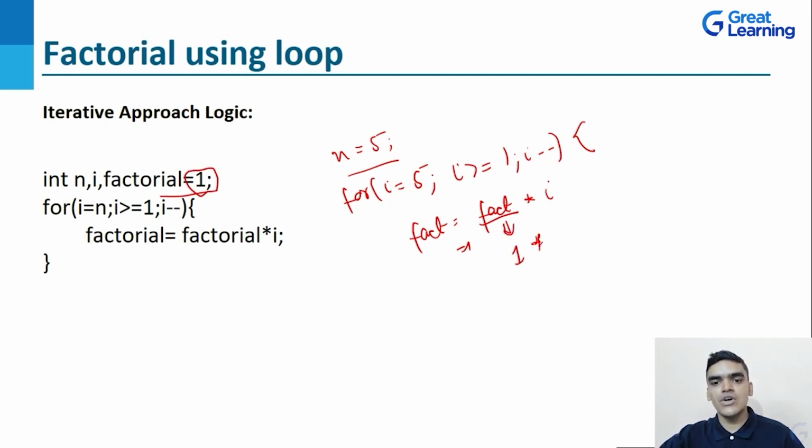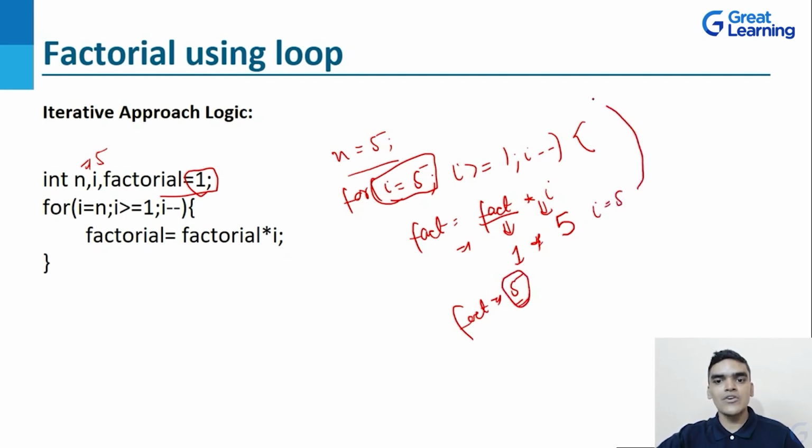Now let's see the condition of the loop. Here I have given n value 5, right? So i will be assigned 5. Now what will happen? 5 is greater than or equal to 1, right? This condition is true. So here the i value will be 5. So now my factorial value will be 5. Now my i value is 5. Now it will go for the decrement. So 5 minus 1 will be 4, right?